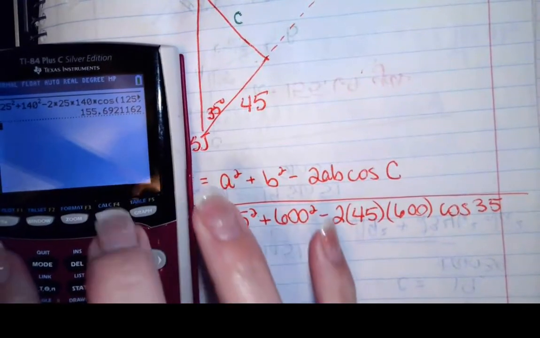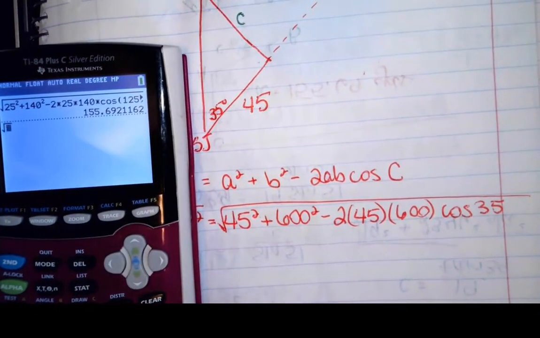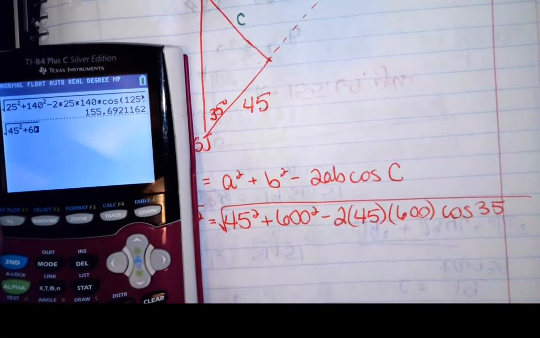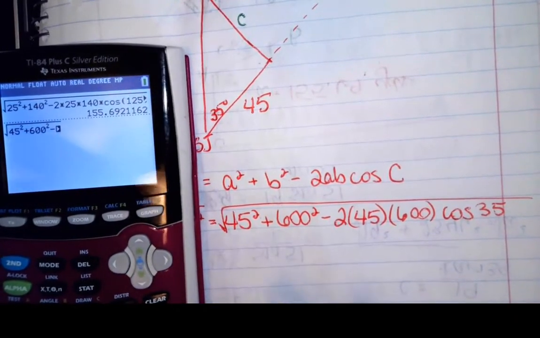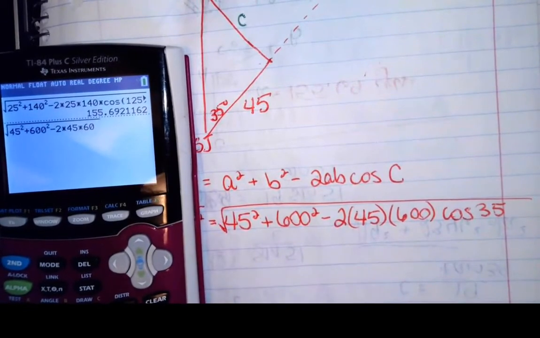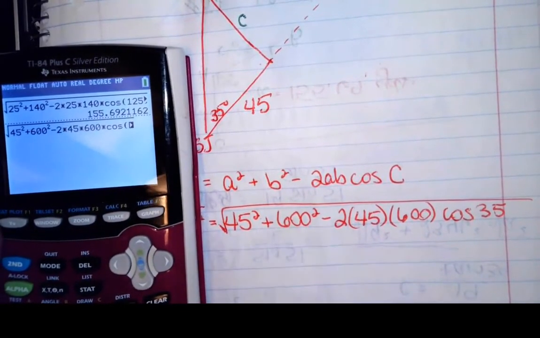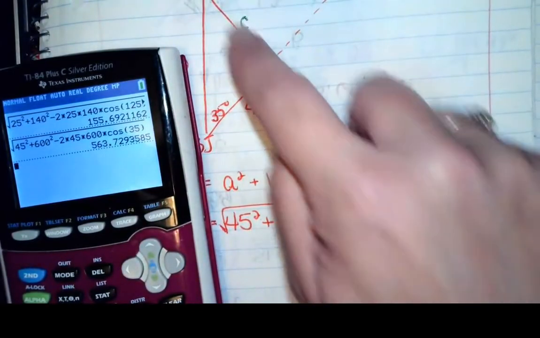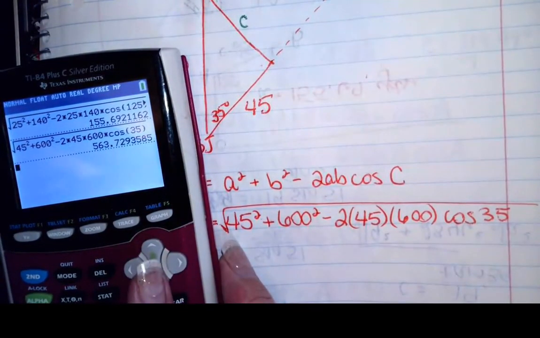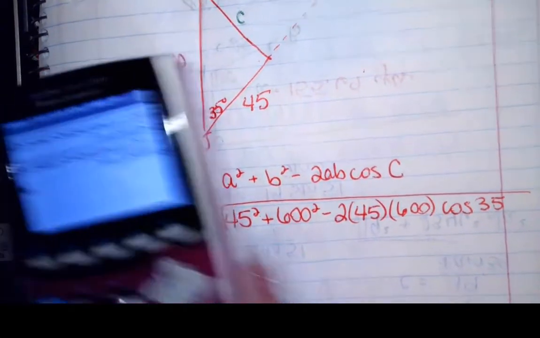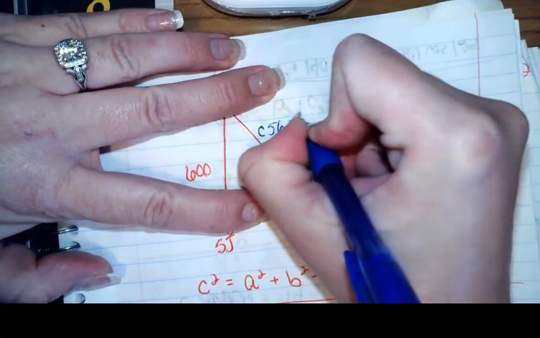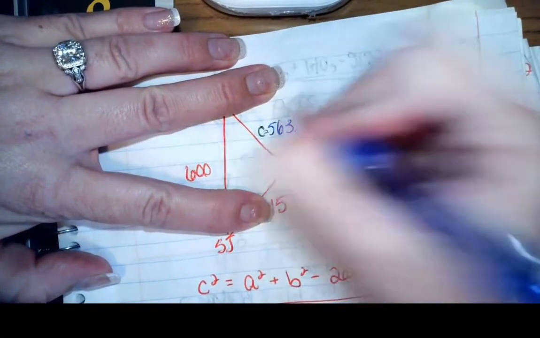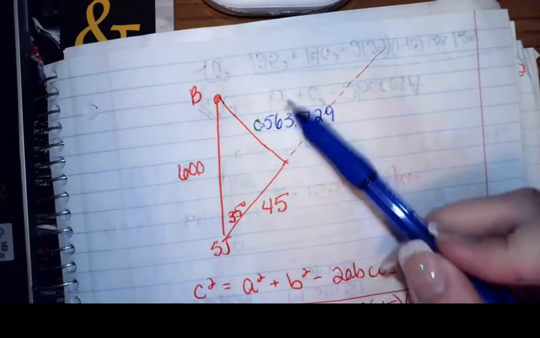So I have C equals the square root of 45 squared plus 600 squared minus 2 times 45 times 600 times the cosine of 35 degrees. And I end up with 563.729. So this side right here is 563.729. Okay, so I now have a completed ratio.